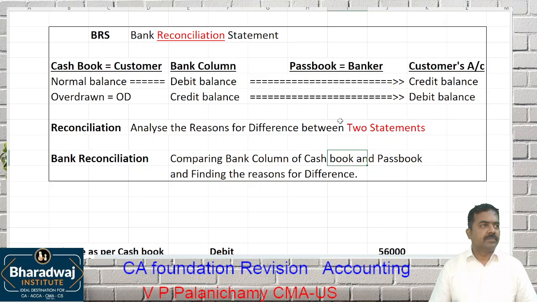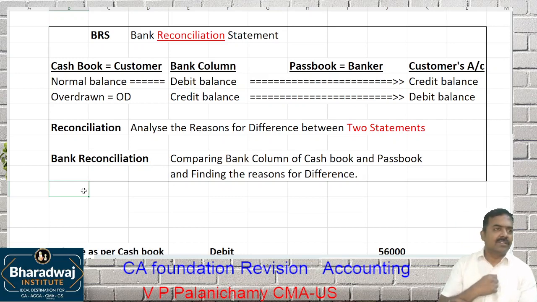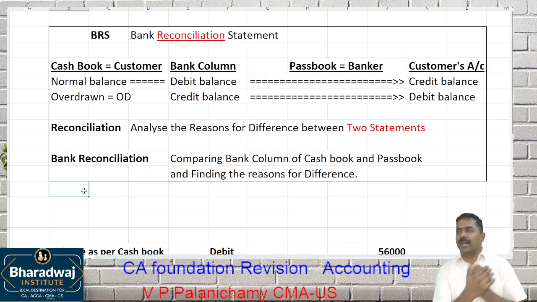Shall we proceed? Now, how to reconcile? Simple. Let us assume you are a customer and I am a banker. I give you a bank statement. You are taking your cash book, everything, or only the bank column? Bank column. You compare the bank column with the bank statement.